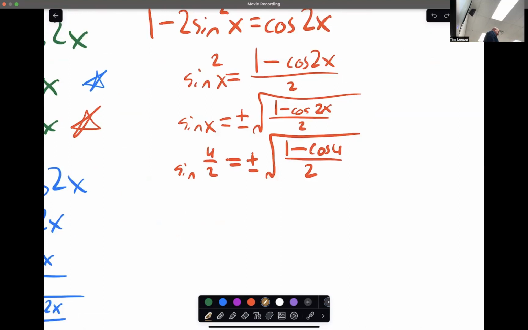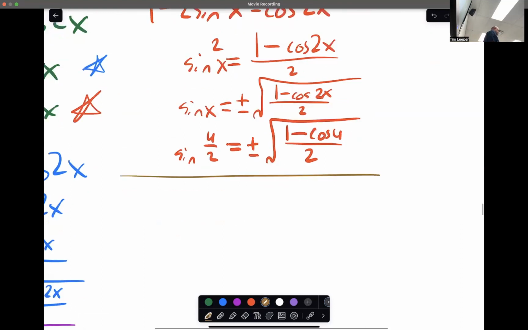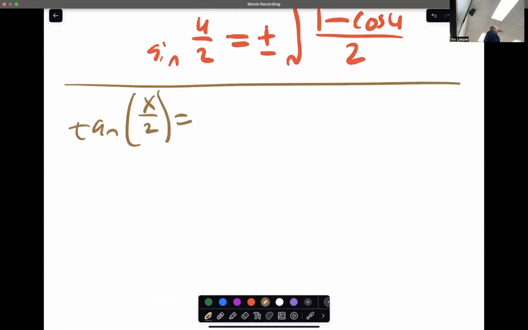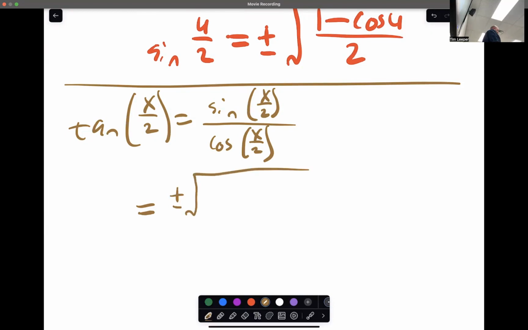Okay, so that's the half angle identity for sine. But notice we have one more function we need a half angle identity for, and that is tangent. So here's the thing. The tangent of x over 2 is equal to, but notice the tangent is just sine over cosine, isn't it? So that's sine of x over 2 divided by the cosine of x over 2. But what did we determine sine of x over 2 was? Well, we just figured out it was plus or minus the square root of 1 minus cosine of x all over 2.